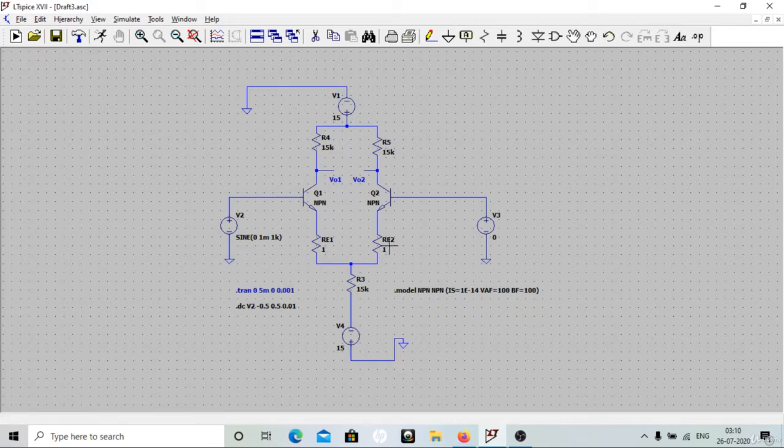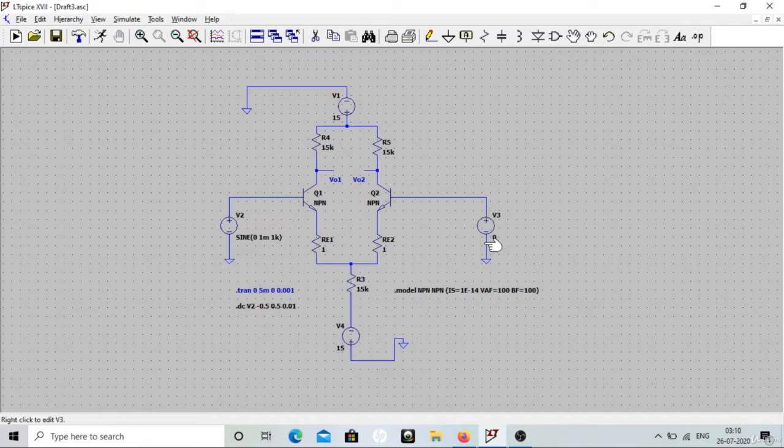Here I have applied V3, whose DC value is 0, and V2, which is varying from minus 0.5 to 0.5 at the step size of 0.01. The sinusoidal input will come into picture when we do the transient analysis. Then we have Q1, Q2 NPN transistors whose parameters are defined: beta 100, early voltage 100, saturation current 10 to the power minus 14. So first we are looking at DC analysis.